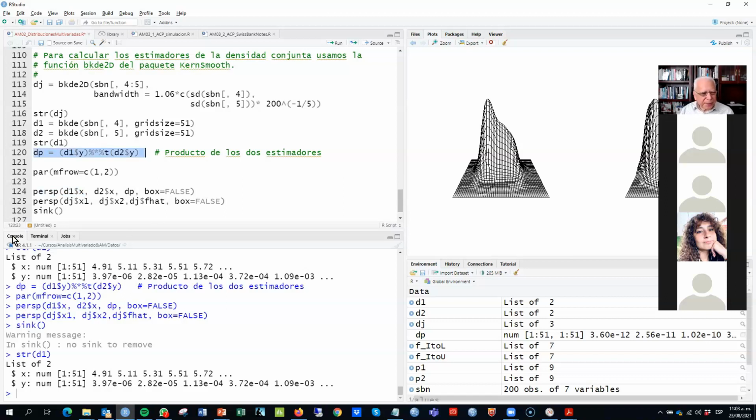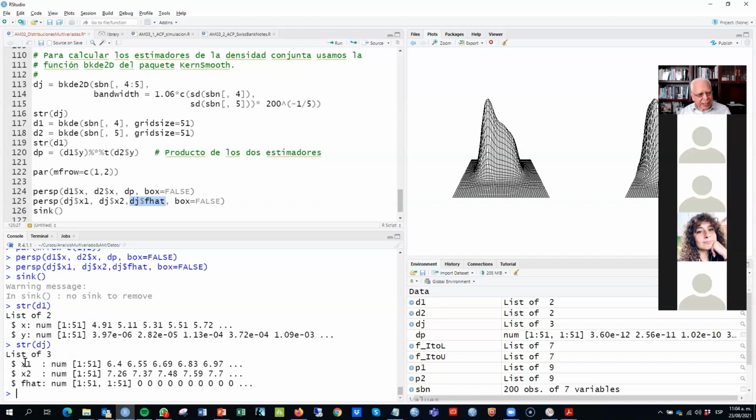Okay. And then in the second graph, I'm plotting the DJ, the X1. DJ is this frame here that has the joint density estimates. So I'm plotting the joint density estimate for X1, for X2, with a perspective graph, and the estimate, which is F hat.